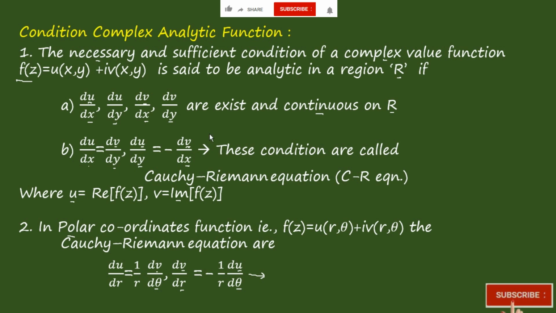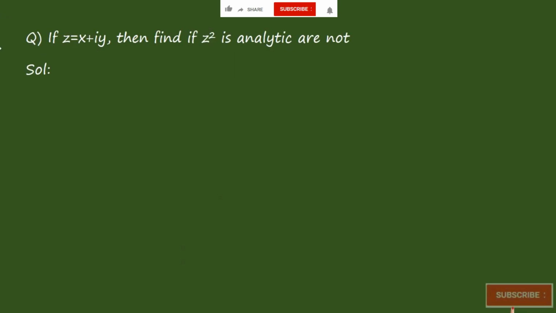Now coming to the question. The question is: if z is equal to x plus iy, then find if z square is analytic or not. They have given the function f of z equal to z square, which is nothing but (x plus iy) whole square. When you expand it, it becomes x square minus y square plus i 2xy. As you know, i square is minus 1, so the minus comes here.